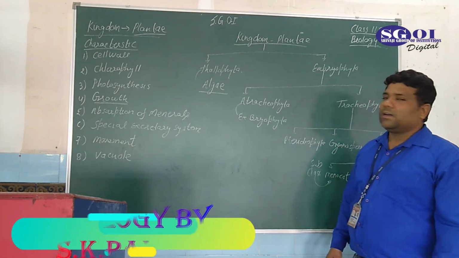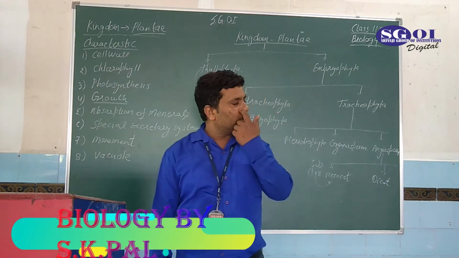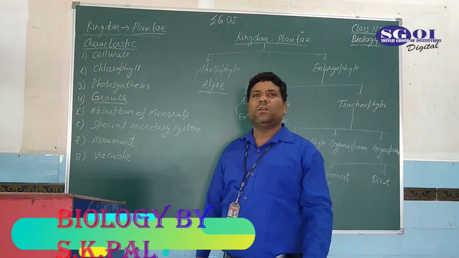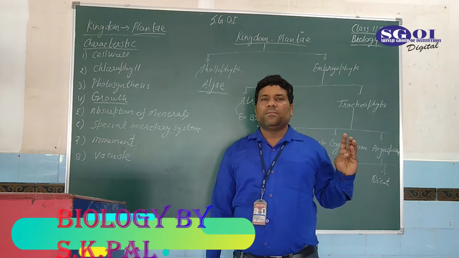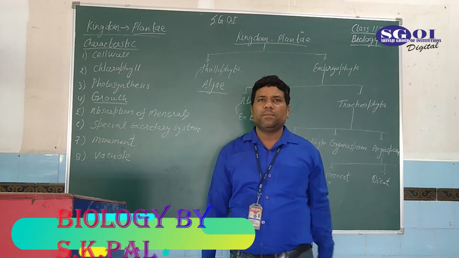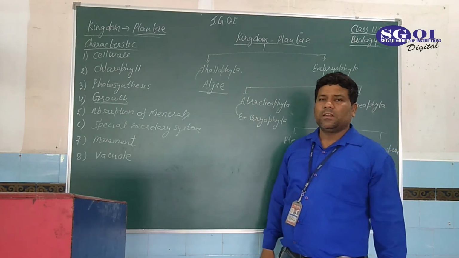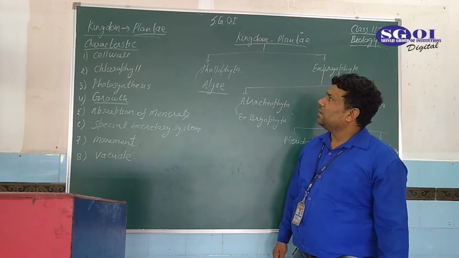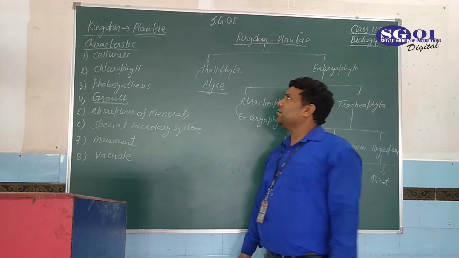Today I am going to describe the next kingdom of the system of classification given by Whittaker. In the previous lecture I told you about Monera, Protista and Fungi. I think these three are already described. Now today the kingdom Plantae is going to be described. Actually this is the fourth kingdom of the Whittaker system, that is known as Plantae.